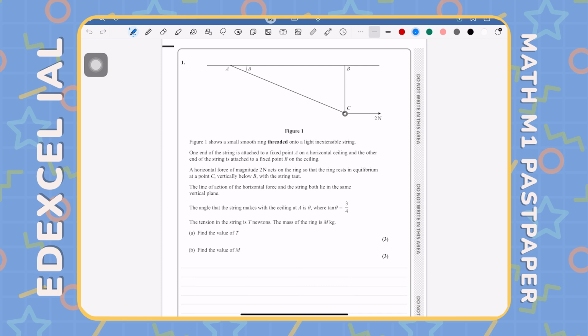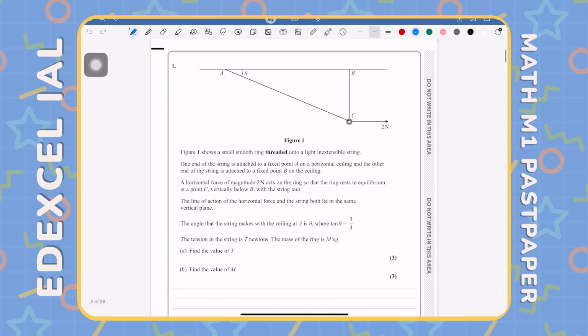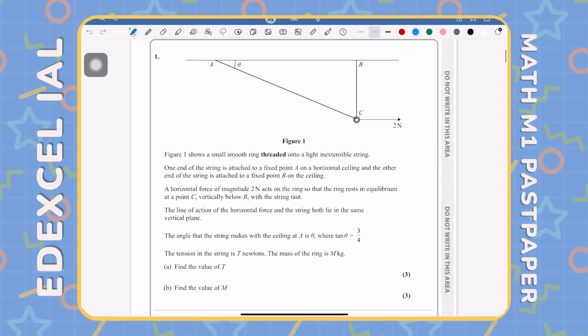So welcome back to another video in which we're going to be solving the Edexcel International A-Level Math Mechanics paper of January 2024. So let's start. This is the first question, which is about, well, we have a string, there's some tension, so it's about forces. Let's see what we have here.